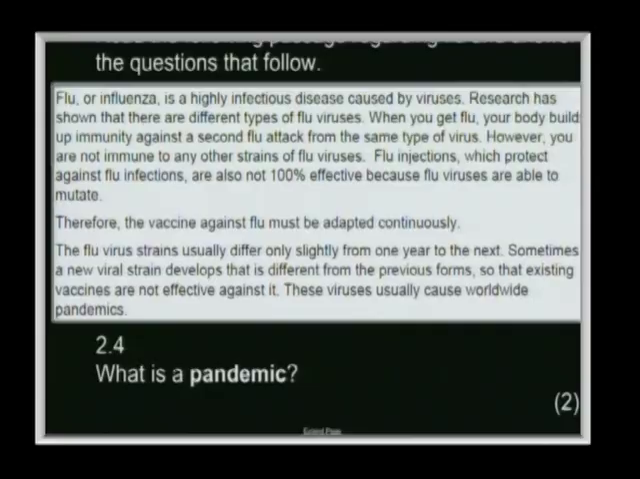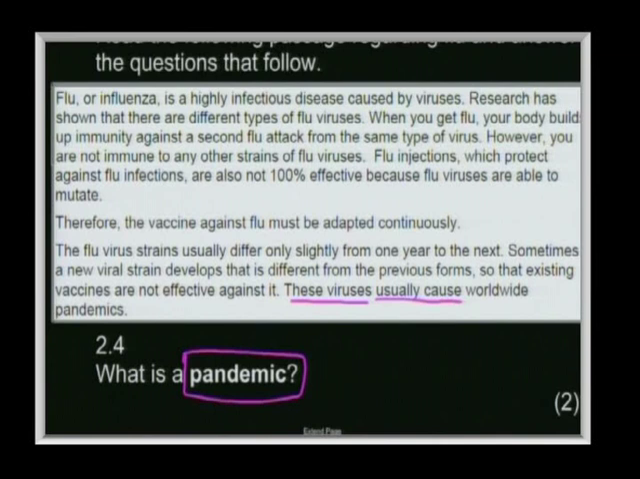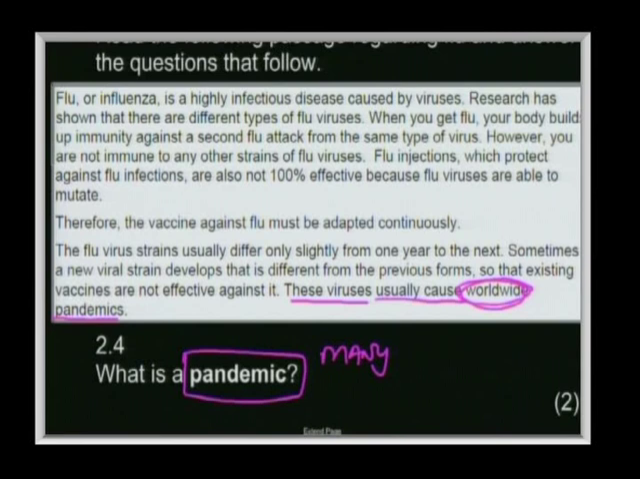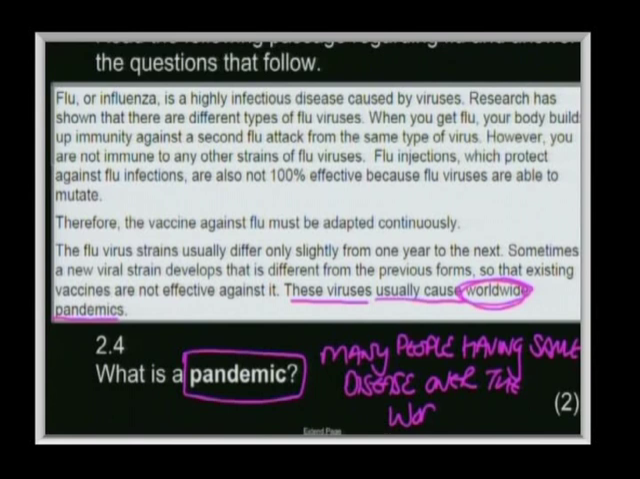The next question on this reading study deals with that new word. The new word is pandemic. These viruses usually cause worldwide pandemics. In other words, a pandemic is going to be a lot of people getting sick at the same time on a worldwide basis. So here, for 2 marks, we will say many people having the same disease. And here we will add in over the world. And that will give us a mark for that, and many people with the same disease. And there's our 2 marks for this question.